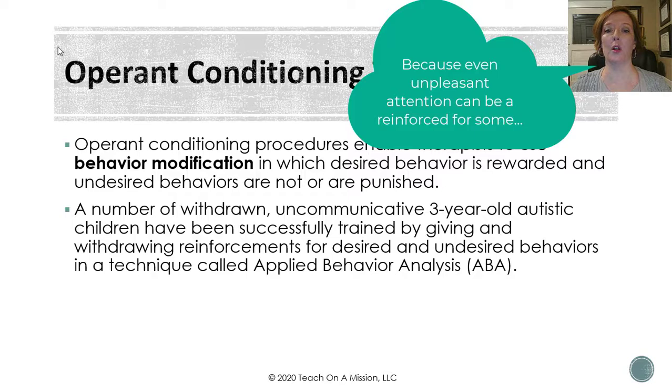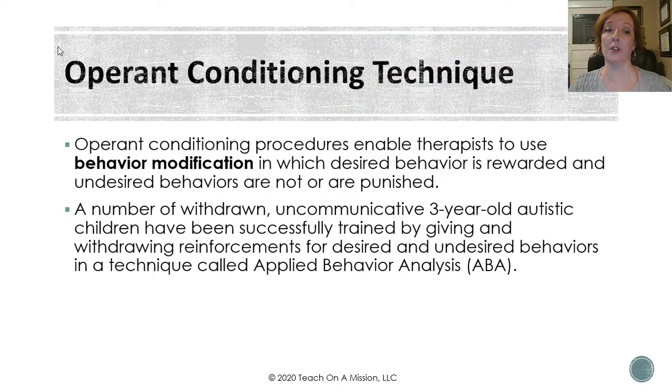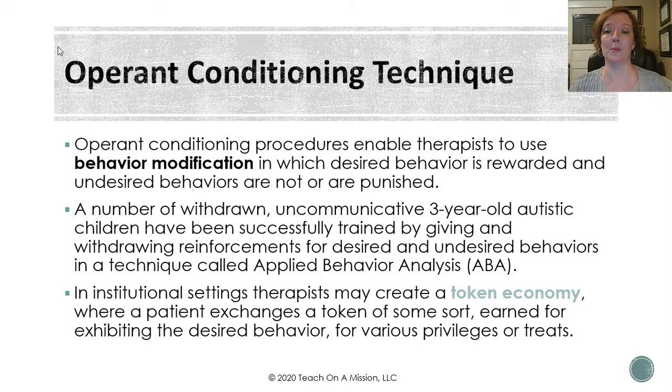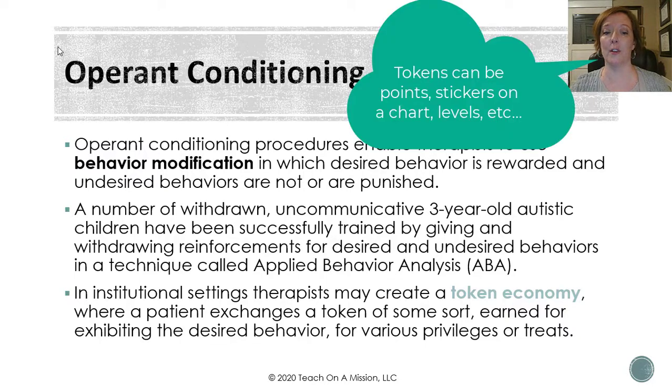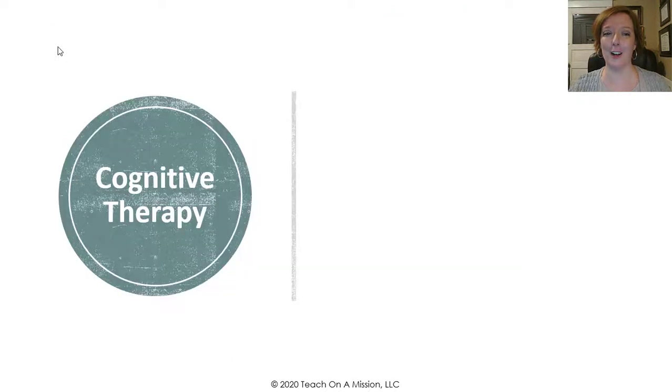A number of withdrawn, uncommunicative 3-year-old autistic children have been successfully trained by giving and withdrawing reinforcements for desired and undesired behaviors in a technique called applied behavior analysis, or ABA. In institutional settings, therapists may create a token economy where a patient exchanges a token of some sort, earned for exhibiting the desired behavior, for various privileges or treats. All right, let's move on to cognitive therapy.